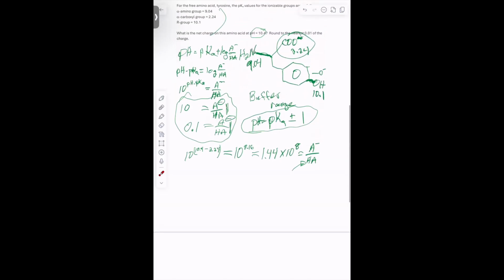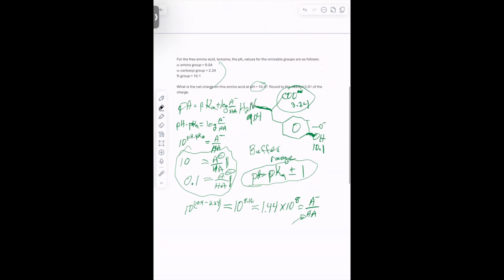So by just doing that alone, if we were to keep track of things, the charge then on the alpha carbonyl group is going to be minus. So it's going to be -1. And let's look at this group here. Okay, let's do the same treatment. Let's see how big the ratio is.